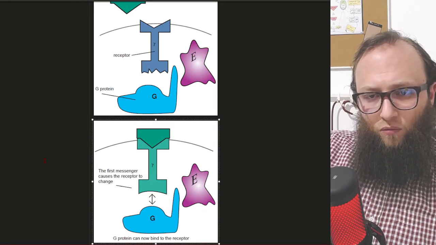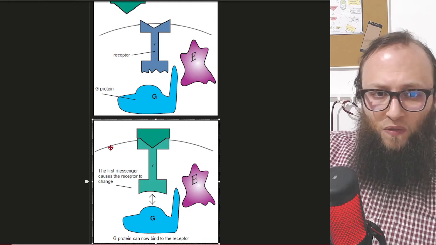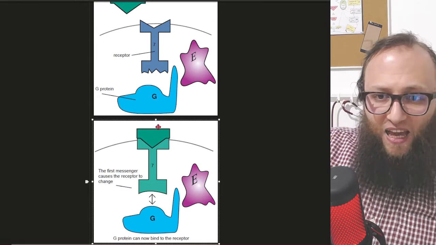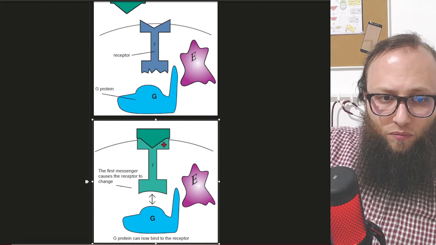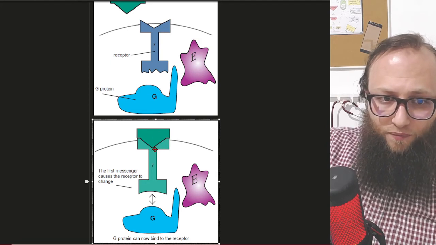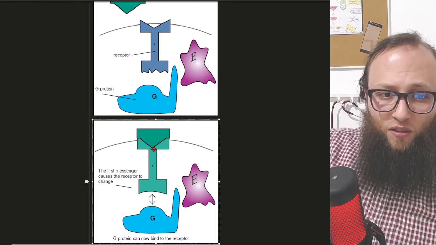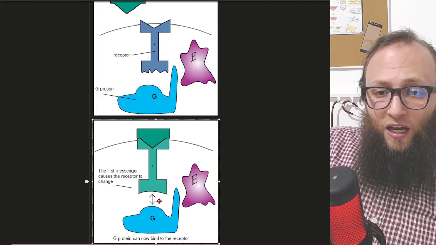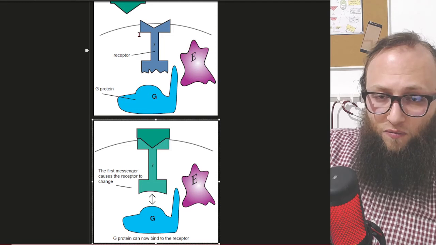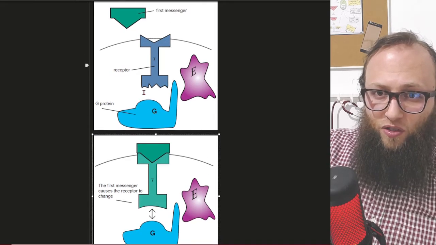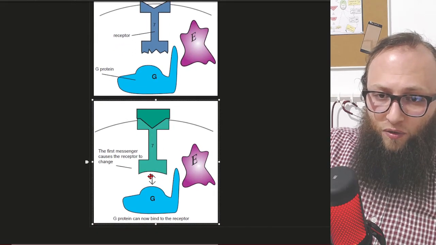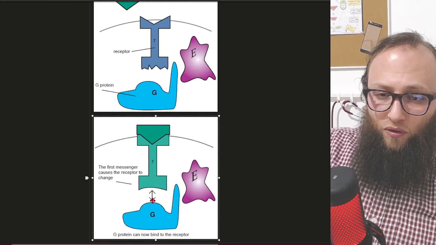What happens next is this. When the first messenger, the neurotransmitter, has bound to its receptor, like in this figure, the first messenger does its job by transforming the conformation of the receptor so that the receptor can now bind to the G protein. When the first messenger is attached to the receptor, the conformation of the receptor is ready for the G protein to bind to that receptor.